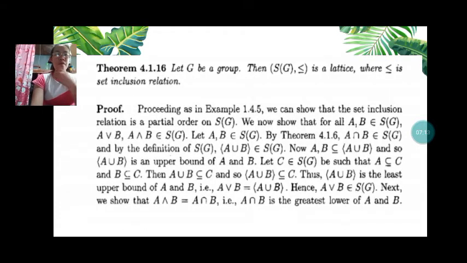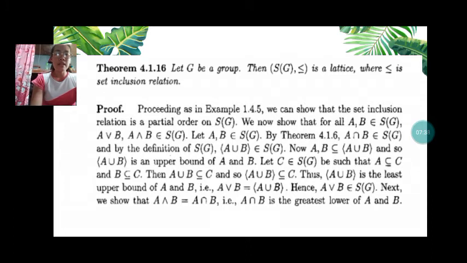Theorem 4.1.16. Let G be a group. Then the set of all subgroups of G and ≤ is a lattice, where ≤ is the set inclusion relation. So we have the proof here.